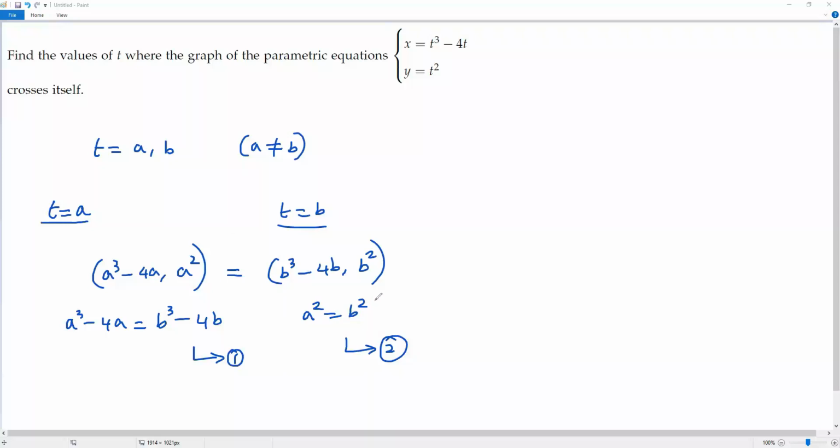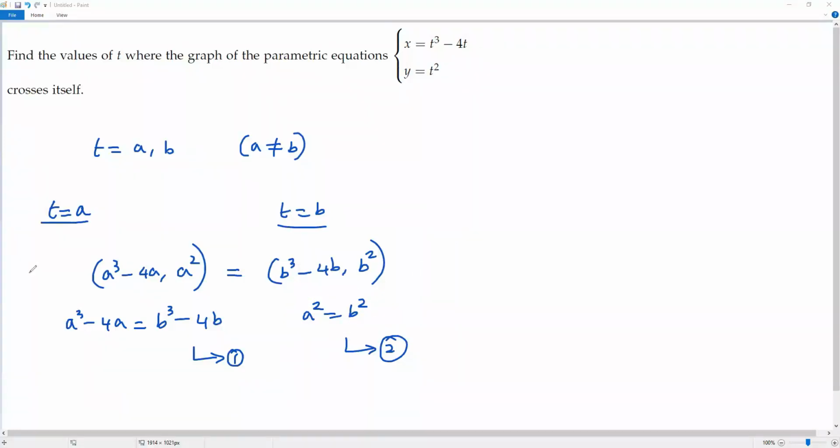I prefer the second equation because the first equation has exponent 3, and it may be a little challenging to solve. But in the second equation, I just have the exponent 2. I think I can solve this one easily. So we can solve either for a or b. If you solve for a, you'll be getting the answer in terms of b. If you solve for b, you'll be getting the answer in terms of a.